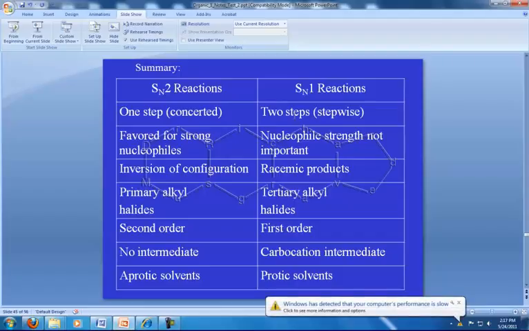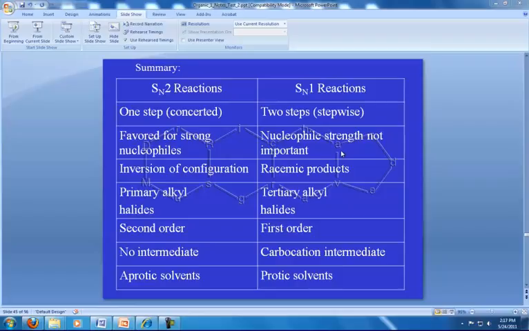For Sn1 reactions, they're two steps. The nucleophile strength is not generally important. The products are racemic, that is, we get two products that are enantiomers. They're favoured for tertiary alkyl halides. They're first order. There's a carbocation intermediate, and they're favoured for protic solvents.